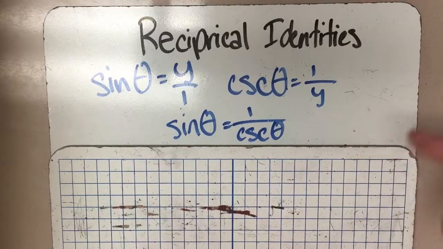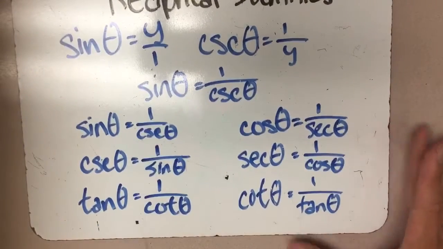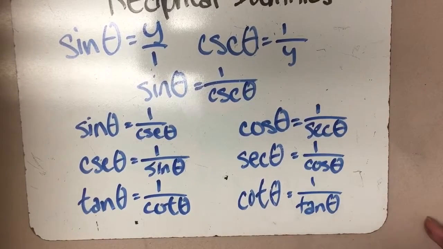Sine theta will equal 1 over cosecant theta. There are 6 reciprocal identities to define these. The first one is sine theta equals 1 over cosecant theta. The second one, cosecant theta equals 1 over sine theta. The next one, tangent theta equals 1 over cotangent theta. The next one, cosine theta equals 1 over secant theta. Secant theta equals 1 over cosine theta. And the last one, cotangent theta equals 1 over tangent theta.